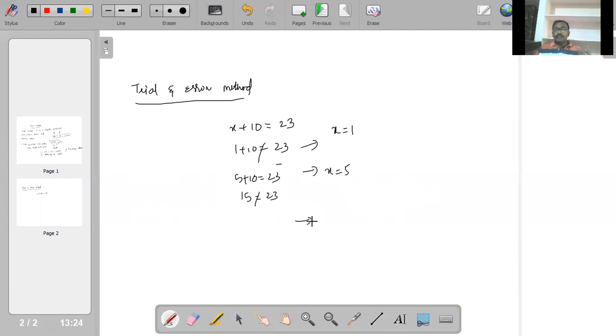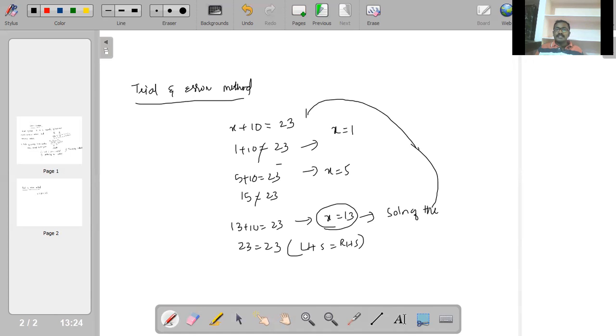It should be equal to the RHS. Now see here, x equals 13. Let us take x equal to 13. So now 13 plus 10 equals 23. Now 23 equals 23. It's nothing but, if the left hand side and right hand side are both equal, then x is a solution of this equation. Solution of this equation. So I hope you understand.